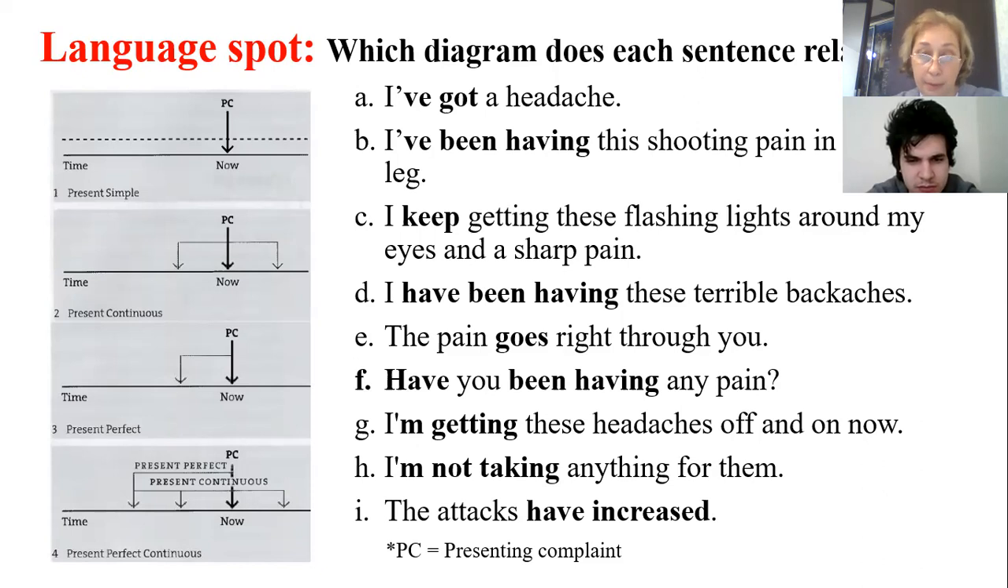E. The pain goes right through you. Which tense is it? Present continuous. Is it continuous? Continuous has an ing ending, is going. But in this sentence, we can see goes. Who can help us? Which tense is it? I don't know.